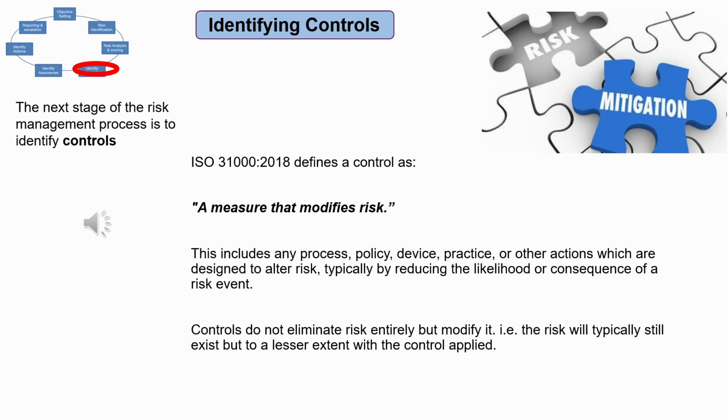So the next stage in the risk management process is identifying controls. International Standard 31000 defines a control as a measure that modifies risk. This includes any process, policy, device, practice, or other actions which are designed to alter risk, typically by reducing the likelihood or consequence of a risk event. Controls do not eliminate risk entirely, but they modify it. In other words, the risk will typically still exist, but to a lesser extent with the control applied.